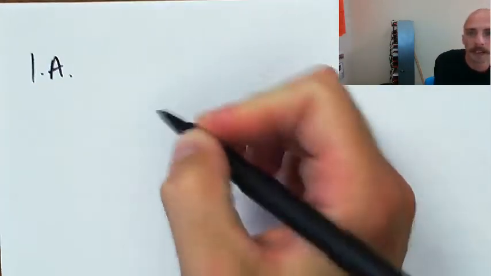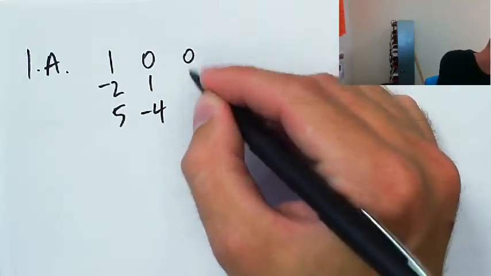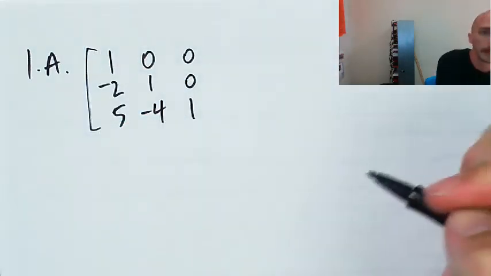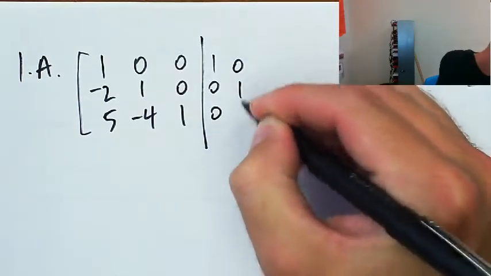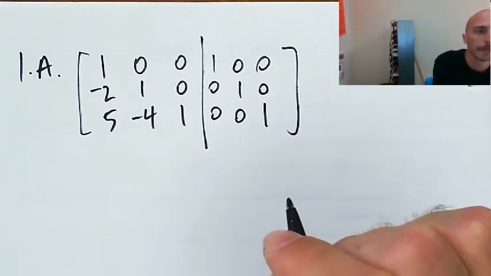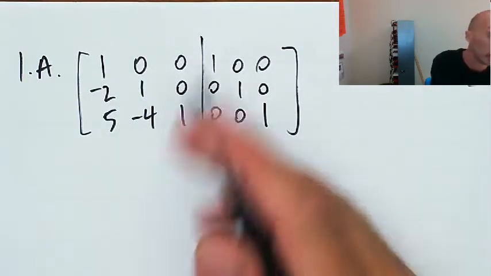Okay, so if we want to find the inverse of this 3 by 3, so 0, 1, negative 4, and 0, 0, 1. We want to find the inverse. We're just going to augment with the identity matrix, and we're going to row reduce. This one will be really pretty nice because of the way it's already set up somewhat triangularly.